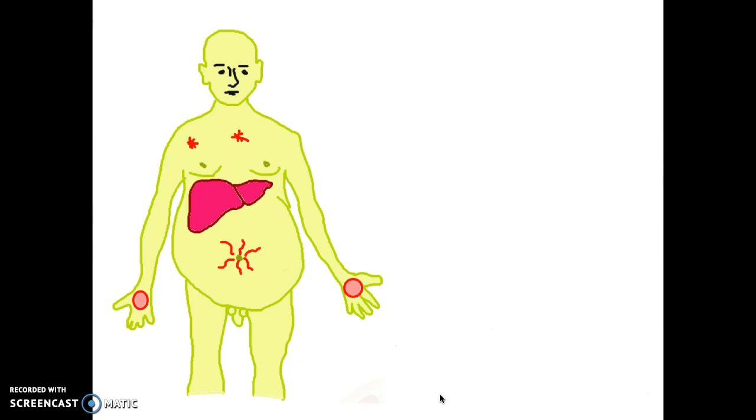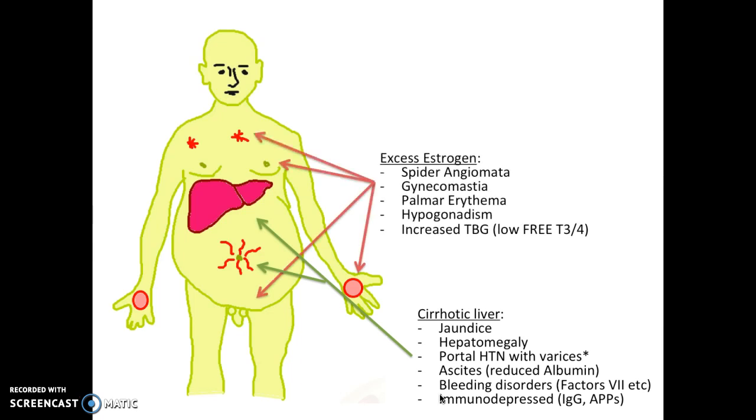So the next type of clustering that I like to talk about is excess estrogen. So I think about red estrogen because you get these little red spider angiomata. You can have palmar erythema, so red palms, right? You can also have gynecomastia in men and hypogonadism.